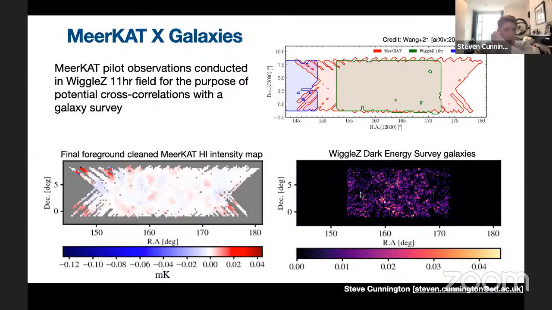So these are the galaxies binned in. So this is just like a number counts field of galaxies. And the idea is we cross-correlate this field with our final foreground cleaned H1 intensity map.